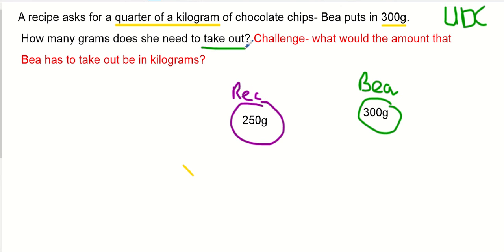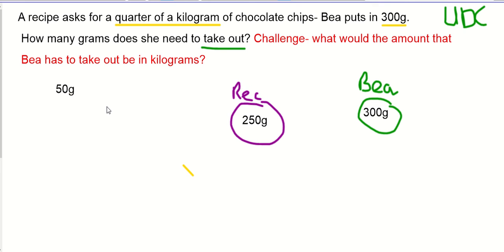So we need to think about how do we get back from 300 back to 250. So she needs to take out 50 grams, because 300 grams take away 50 grams is 250. Happy with that? So the answer is 50 grams.